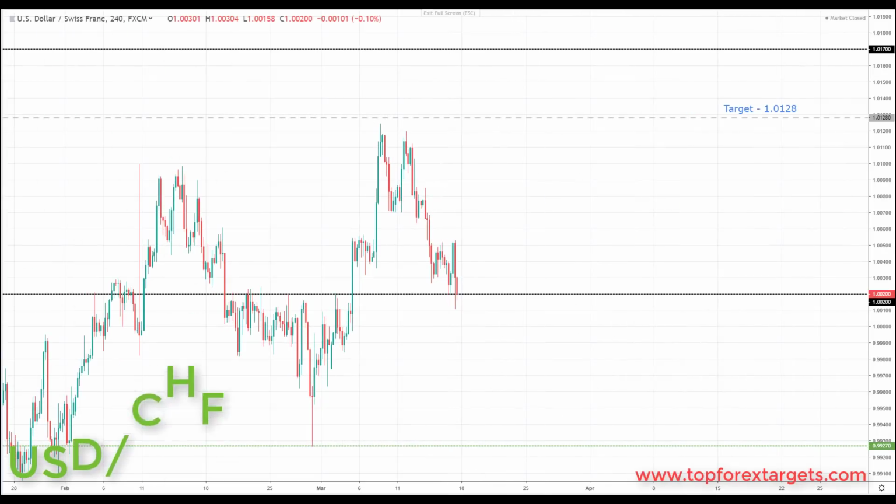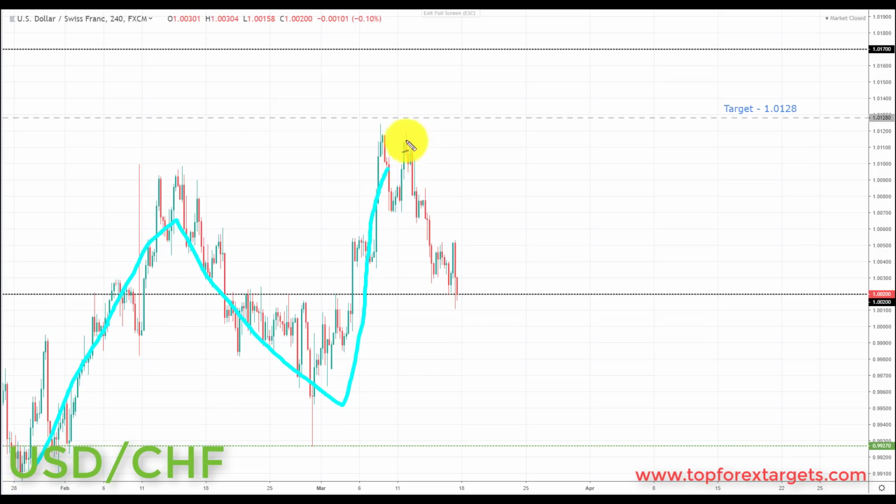So the next market we're going to look at is the US dollar Swiss franc. Now, we are still structured to the upside in the US dollar Swiss franc. We are still trending to the upside in any correction here. We are still viewing this as a potential opportunity for further advances in the US dollar Swiss franc.